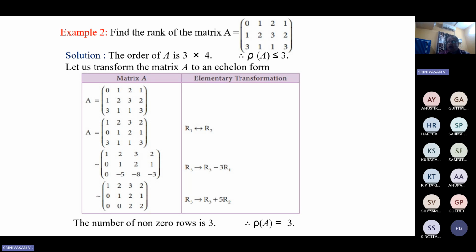You start with the first row, first column itself, 0 plus 5 into 0. You should get 0 only. If you get something else, then you are wrong. -5 plus 5 into 1, -5 plus 5, 0. -8 plus 5 into 2, -8 plus 10, you get 2. -3 plus 5 into 1, -3 plus 5, you get 2. Now you look at, unlike in the previous problem, the last row is not becoming a 0 row. There are non-zero elements. So there are 1, 2, 3 non-zero rows. Therefore, rank of A equal to 3.